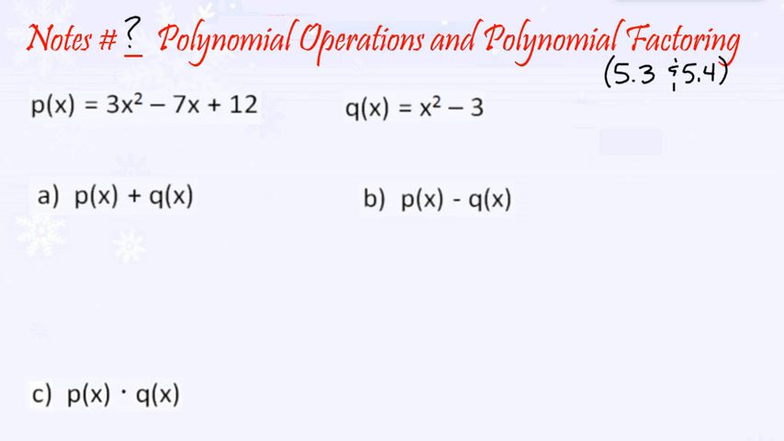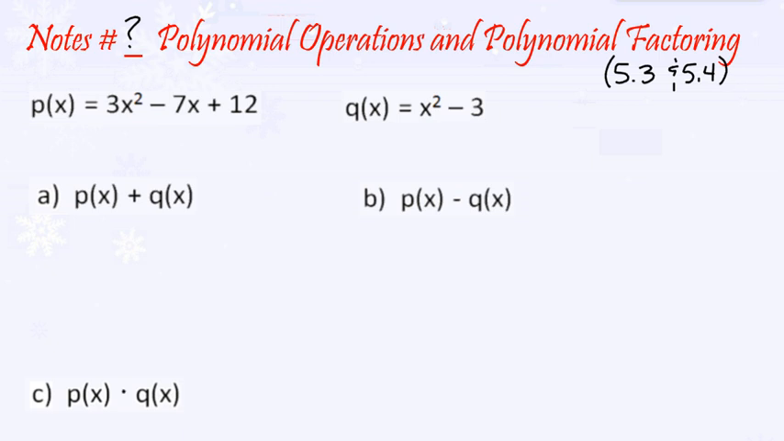And at some points along the way, you're probably going to want to just pause the video so that you can write and work things out, and then resume the video so that you can see if you're doing it right. So what we have is a polynomial p of x equals 3x squared minus 7x plus 12, and q of x equals x squared minus 3. So we have two quadratic polynomials, and part A asks us to add them.